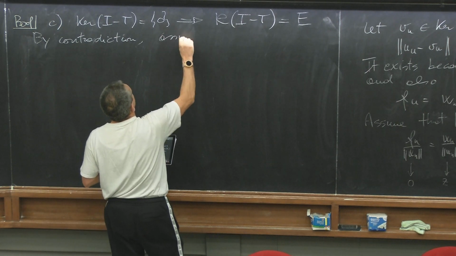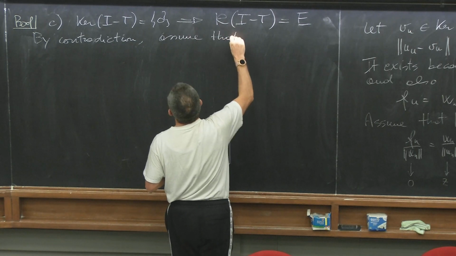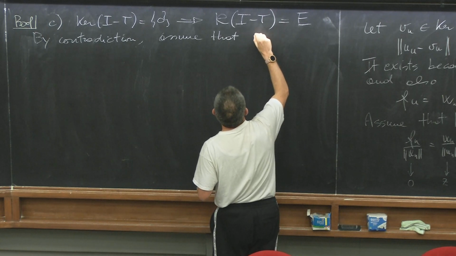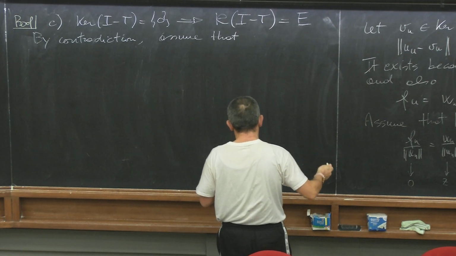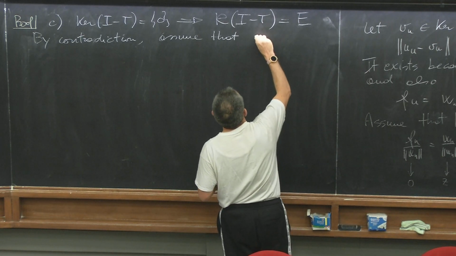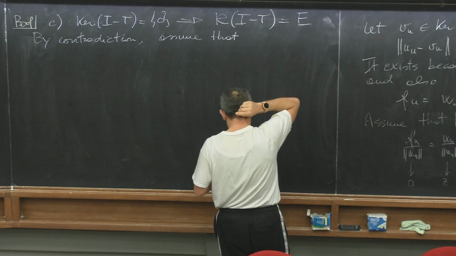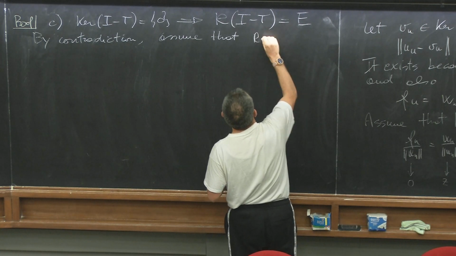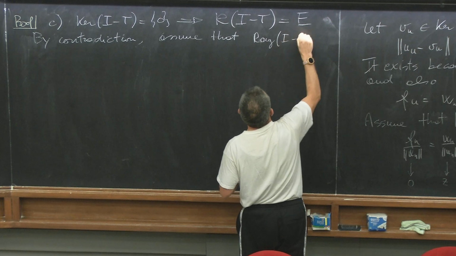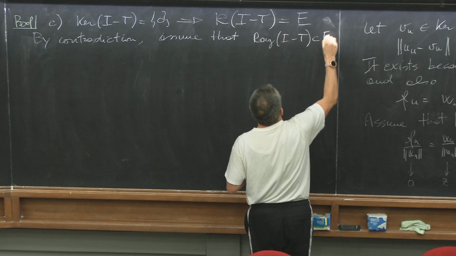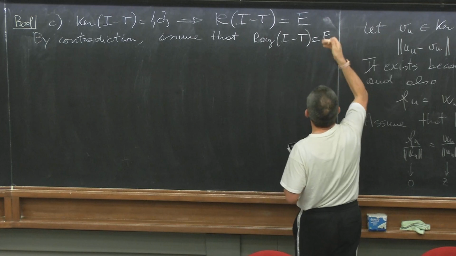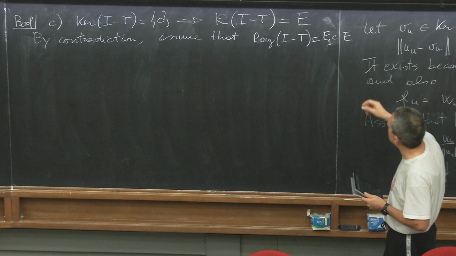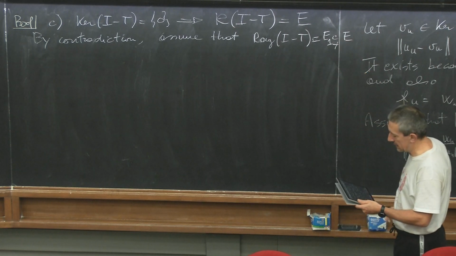Assume that the range is not E. So what it means is that the range of identity minus T is E1, okay. We know that it's closed. This is a closed subspace, but is strictly contained in E.